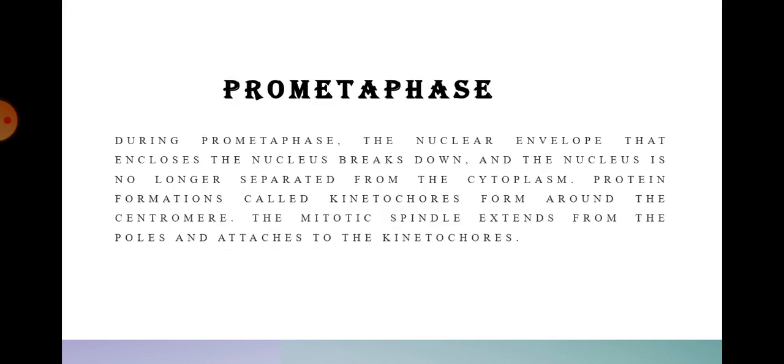The next is prometaphase. Prometaphase is the second phase of mitosis, the process that separates the duplicated genetic material carried in the nucleus of a parent cell into two identical daughter cells. During prometaphase, the nuclear envelope that encloses the nucleus breaks down, and the nucleus is no longer separated from the cytoplasm. Protein formations called kinetochores form around the centromere. The mitotic spindle extends from the poles and attaches to the kinetochores.